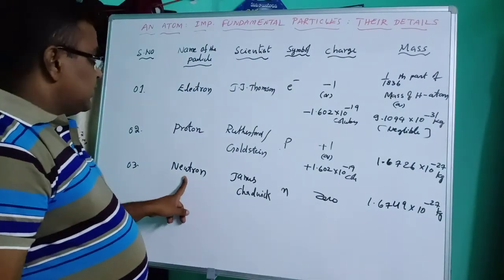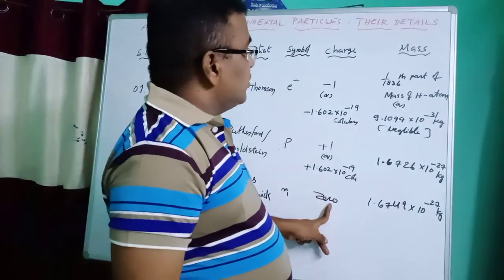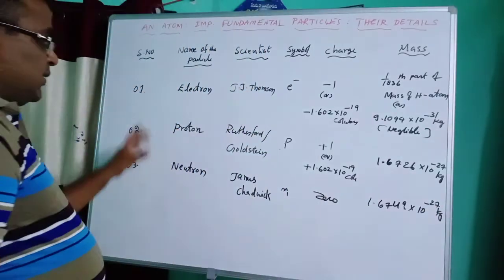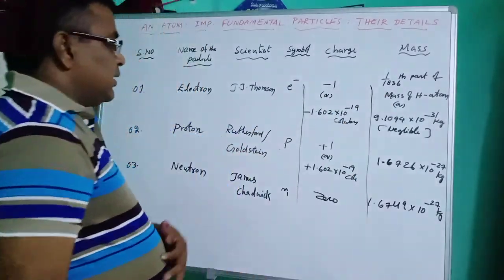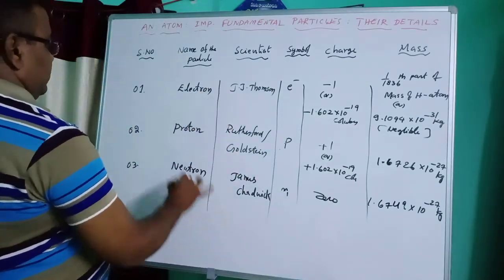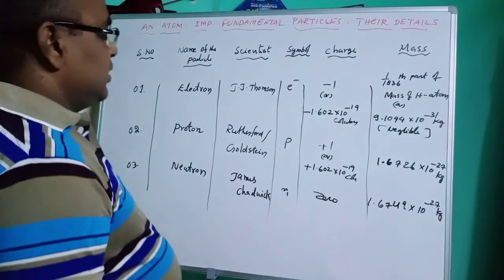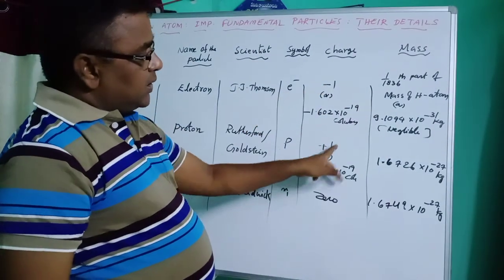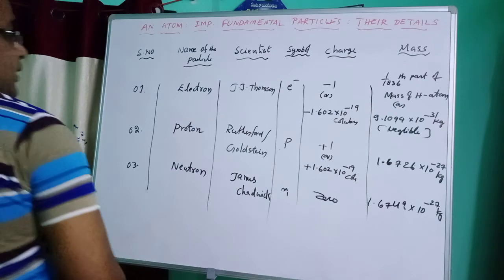So third one is neutron. Neutron was discovered by James Chadwick. Symbol is N, charge is 0, mass is 1.6749 into 10 power minus 27 kgs. So these are very important basic concepts for any competitive or any exams. So the negative charge of the electron is equal to the positive charge of the proton, and the neutron has no charge, so it is a neutron.